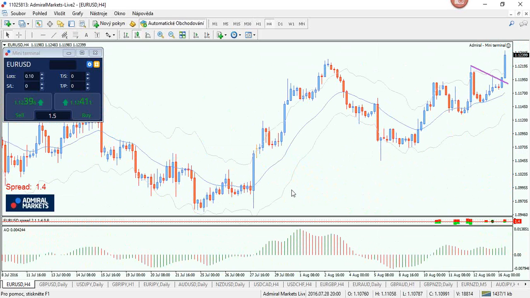I'm sure there are other ways as well that I didn't mention, but this is what I like to use bands for. Bands in general are always interesting as support and resistance. Bollinger Bands, as Mario mentioned, indeed. I use the standard settings, by the way, for the Keltner here.